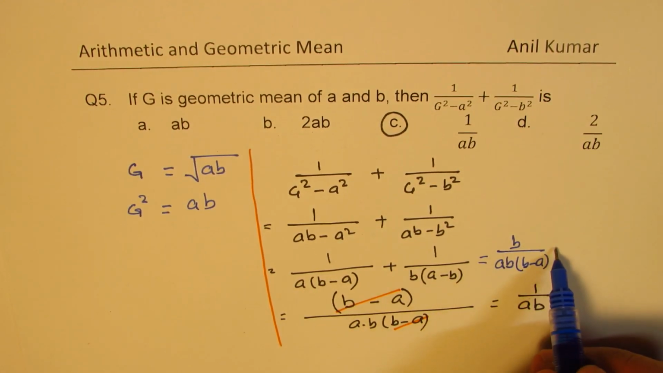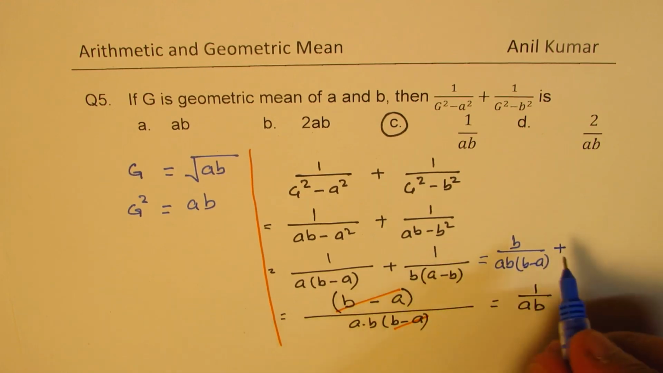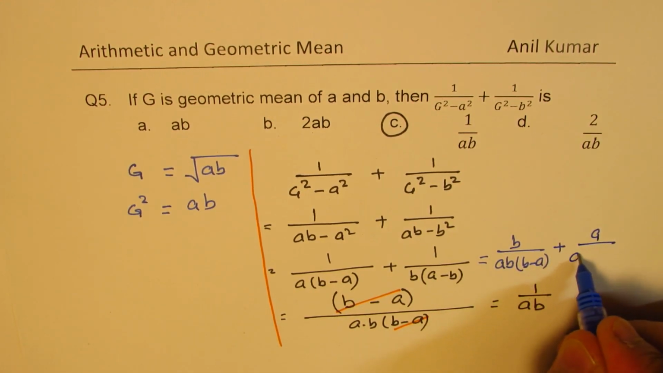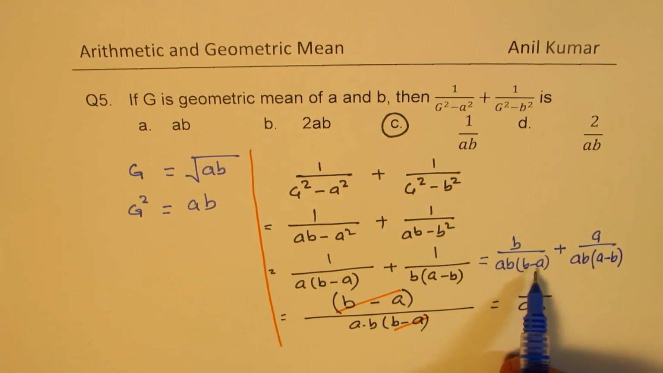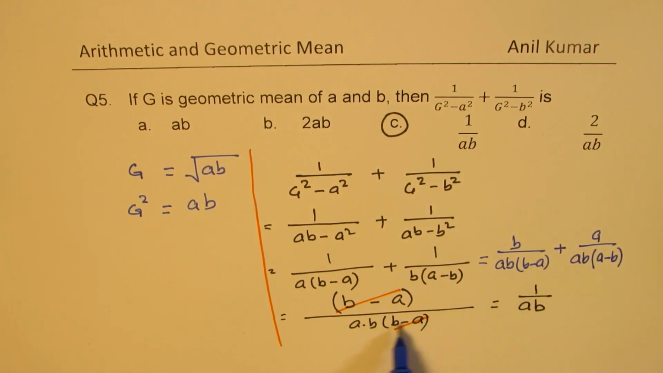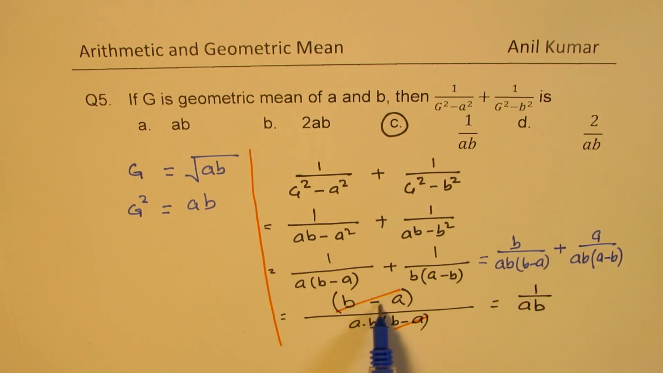Now, here we'll multiply by a. So we have a over ab times (a minus b). Do you see that a minus b and b minus a? So if I take b minus a as my common denominator, this sign is going to change. So we have b minus a and they cancel away. Clear? And so we get 1 over ab as the result. So that is how you're going to answer this particular question.